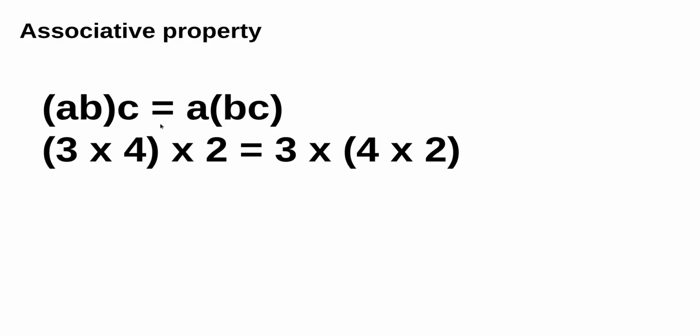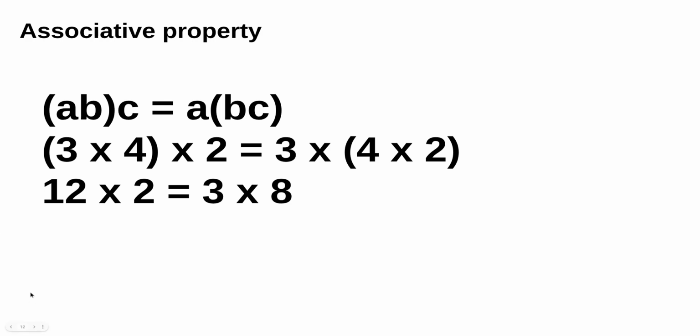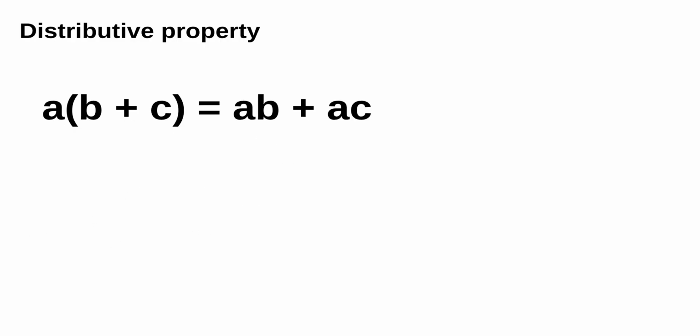So 3 times 4 times 2 equals 3 times (4 times 2). The parentheses goes first. So on one side it becomes 12 times 2, and on the other 3 times 8. Both yield the same product, 24. Now, I'm getting those two out of the way, those very simple properties that make absolute sense.